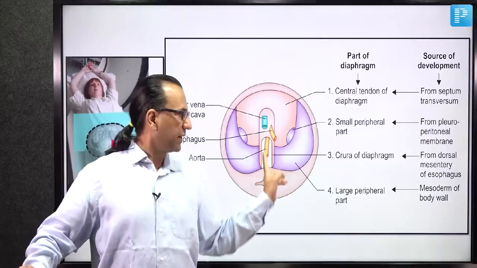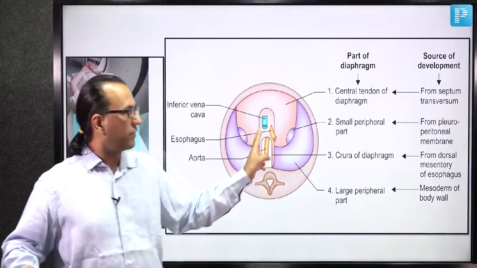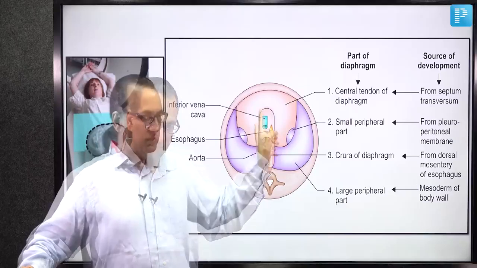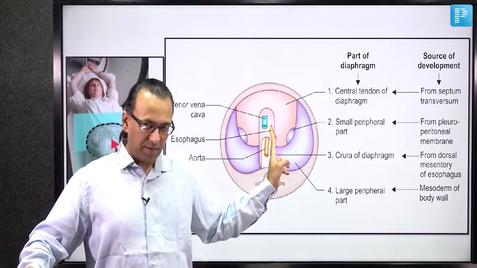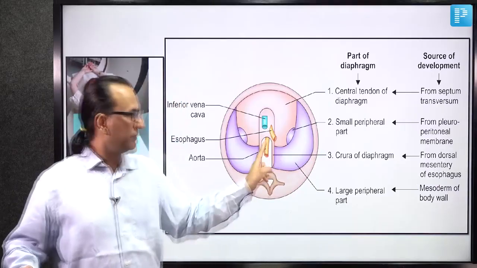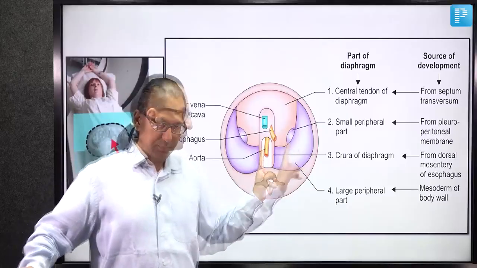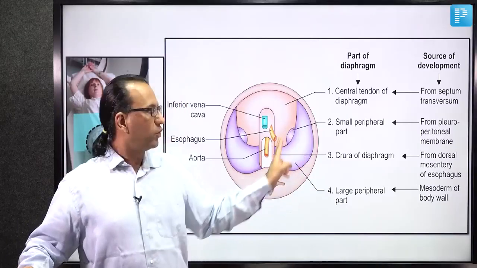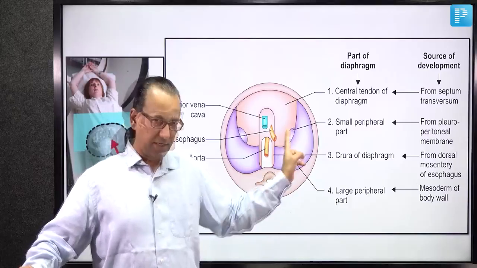You can also see some openings here in the diaphragm. Inferior vena cava is passing through the central tendon of the diaphragm at the T8 vertebral level. It is a tendinous opening. Esophagus is passing through the muscular opening in the diaphragm at T10 vertebral level. And aorta is passing behind the diaphragm. It is an osteoaponeurotic opening in front of the T12 vertebra. Sometimes there is a deficiency in the left pleuroperitoneal membrane leading to Bochdalek hernia. Let us discuss that case as well.